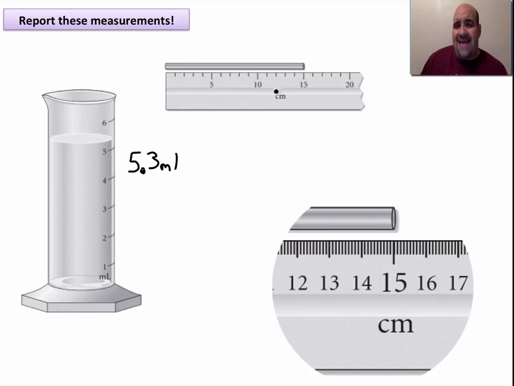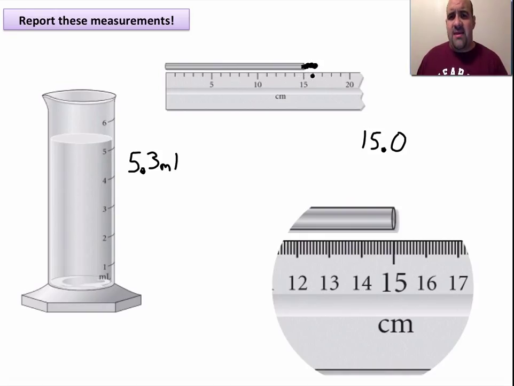The same holds true for this one. This one looks like it's exactly on the 15. And we would have to report that as 15.0. It's very important that you include this other 0. And it might be hard to see why because it's exactly on the 15. But if this line actually extended all the way to, say, here. Let's say this was a little bit bigger, this object.